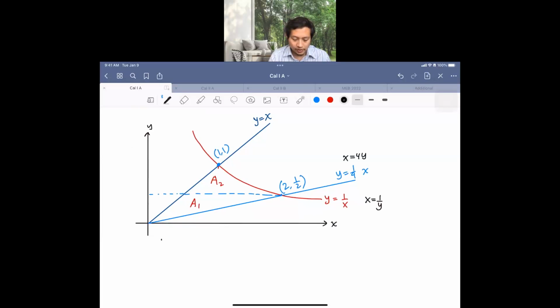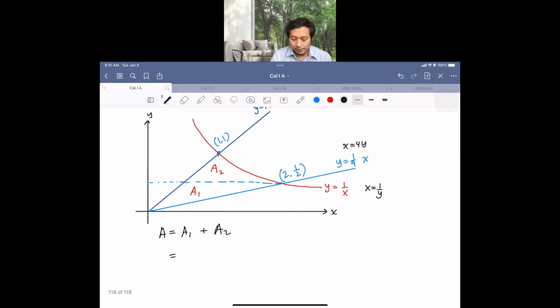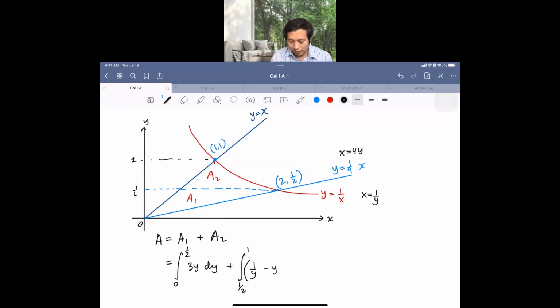Now the area is A1 plus A2. And now we have 0, this is half, this is 1, right? So we can start from 0 to half of 4y minus y, or 3y dy, right? And then plus the area 2, which is the integral from half to 1 of 1 over y minus y, and then dy.